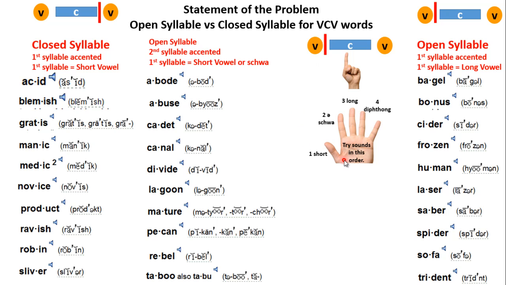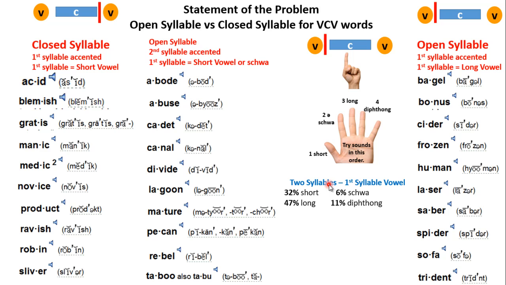So let's set up a sequence and try this sound in this order for every time you have this pattern. So first time, try the short sound. If that doesn't make sense, try the schwa sound, which is a. Try the long vowel sound. Rarely there is a diphthong sound. And if this was an R, that would be a bossy R sound, but that's going to be another rule later on. So why is this important?